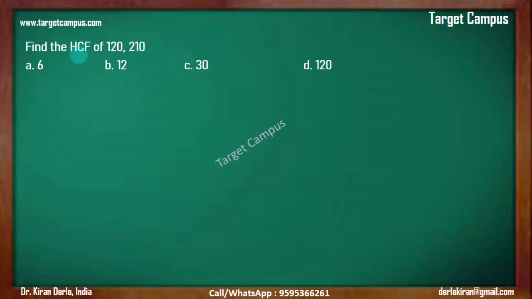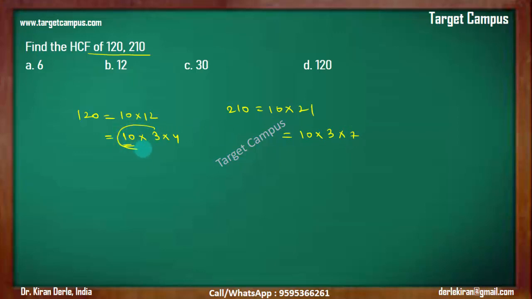Let's get started. Find the HCF of 120 and 210. So 120 can be written as 10 into 12, so here we also have 10 multiples, so we keep that like this. This is 3 into 4, right? So let's get here 210, 10 into 21, and this is 10 into 3 into 7, right? So what is common? 10 into 3, 30 should be the HCF of these terms.